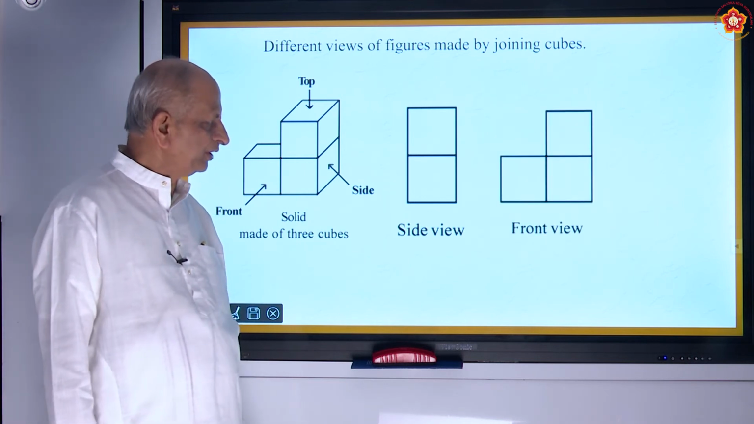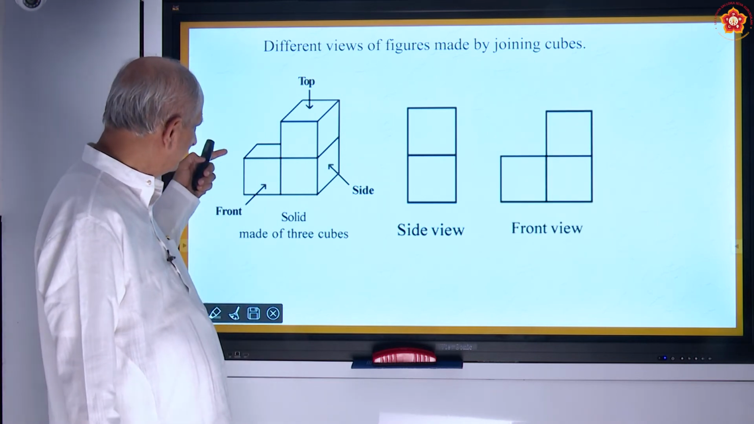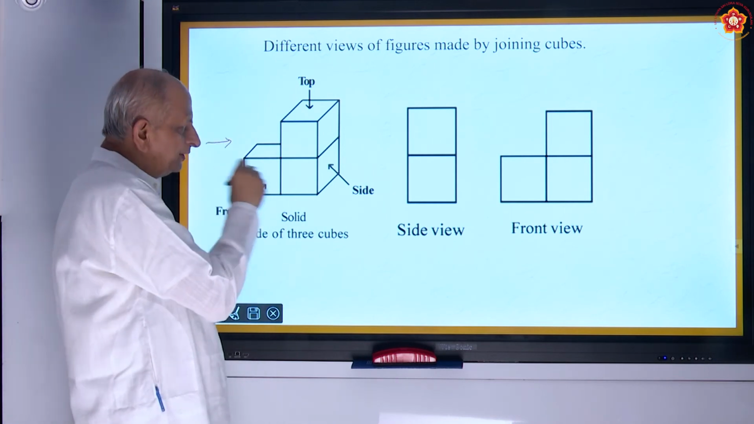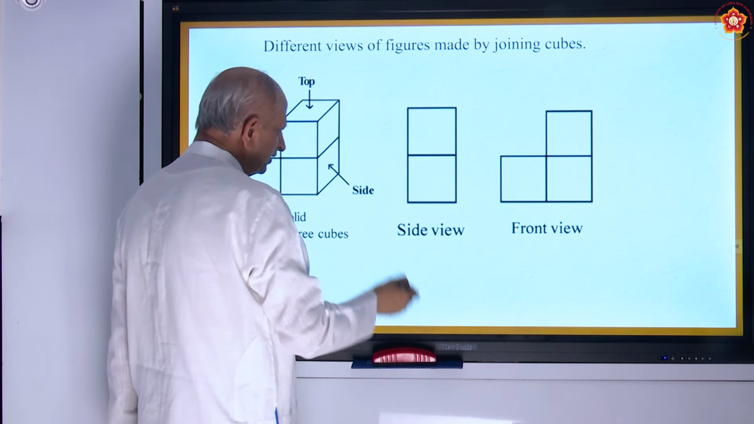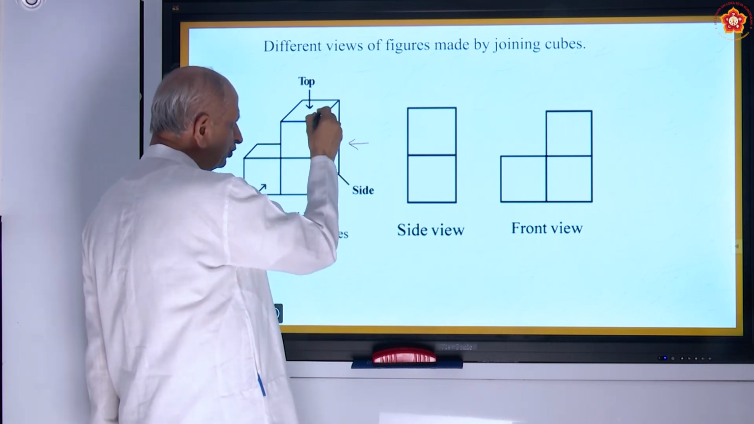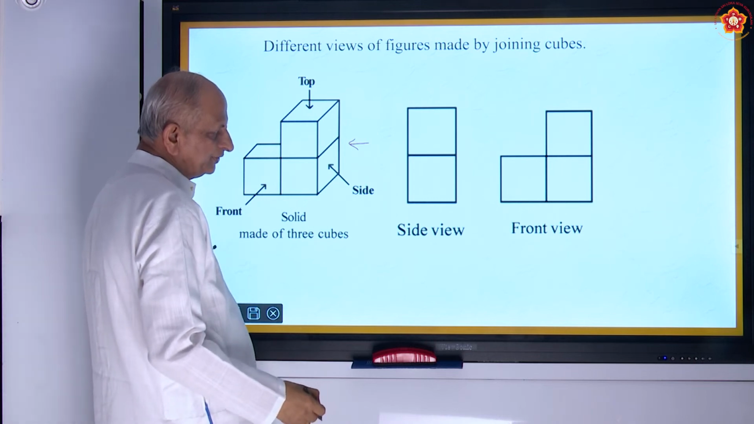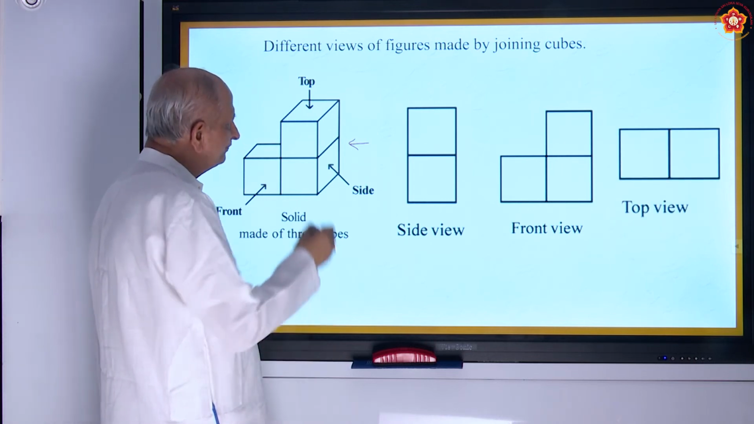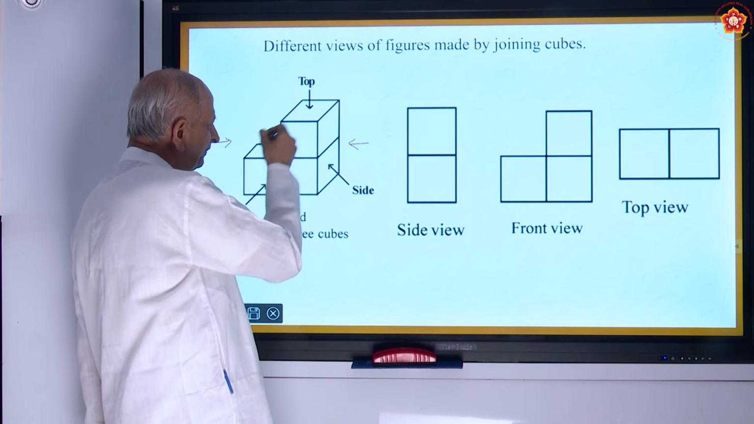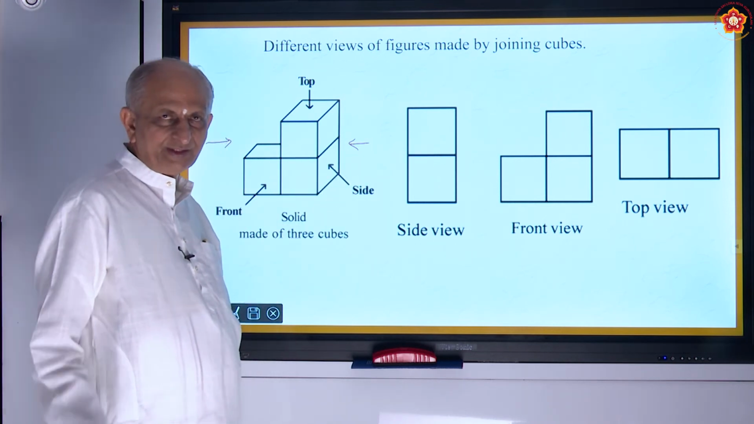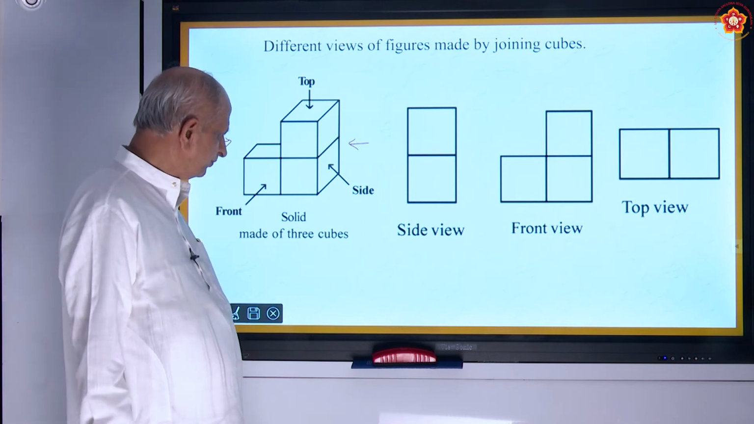Same thing if you see from the front side, it looks like this. If you see it from here, it looks like this. Only 2 squares you get. Same thing if you see from the top, it looks like this, because there will be 2 squares in the top. Are you following? That is in the case of 3 cubes.